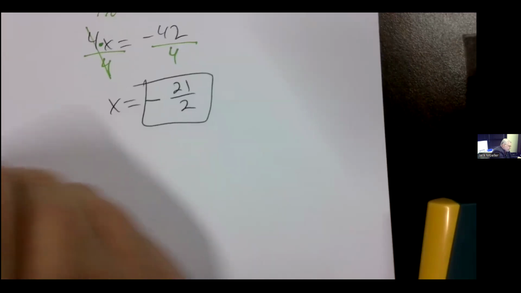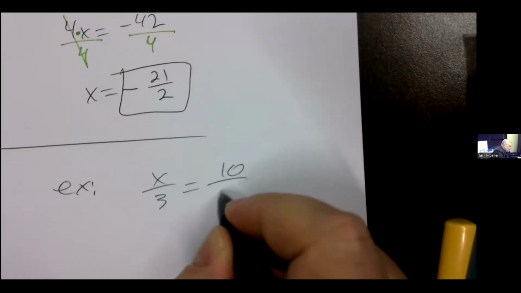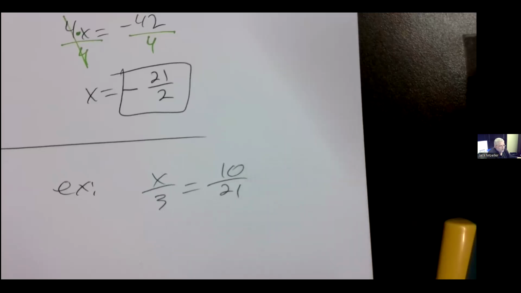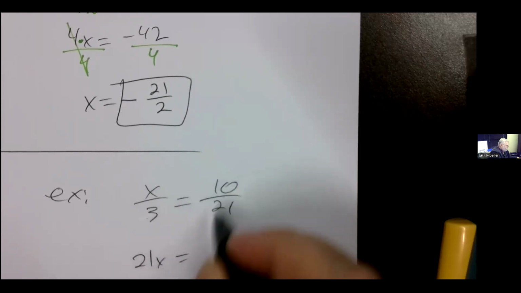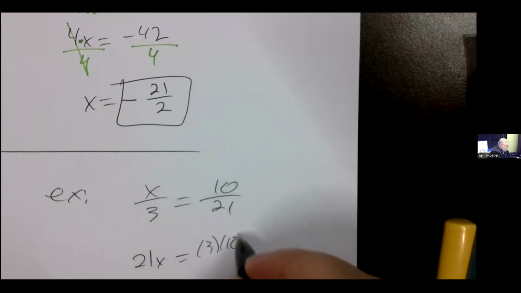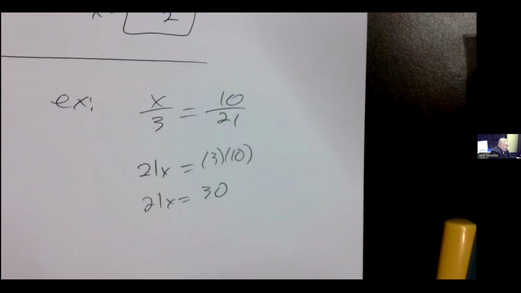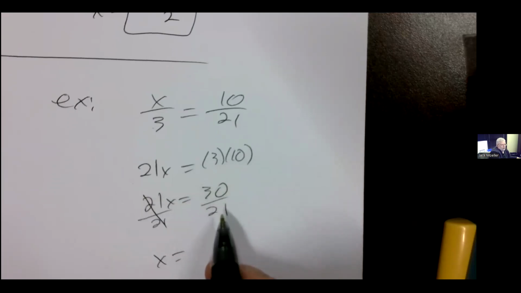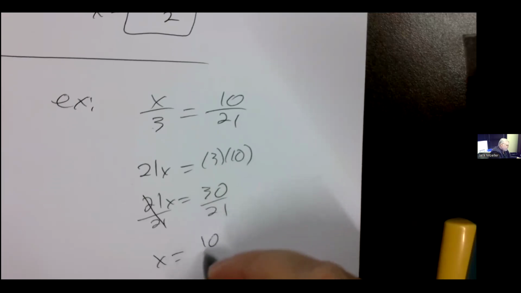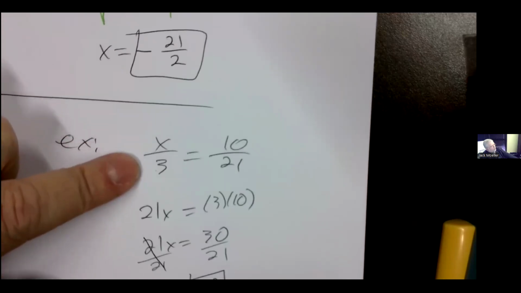You might see really basic ones like, I don't know, x over 3 equals 10 over 21, just making stuff up. That's a much quicker proportion. So then you just have 21 times x equals 3 times 10. So then 21x equals 30. Divide both sides by 21. Can that be simplified? 3 goes into both of those, that will be 10 sevenths. So that's sort of like a pre-college algebra proportion.